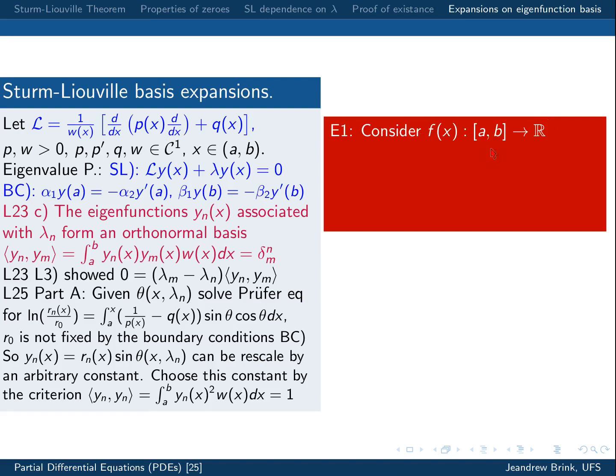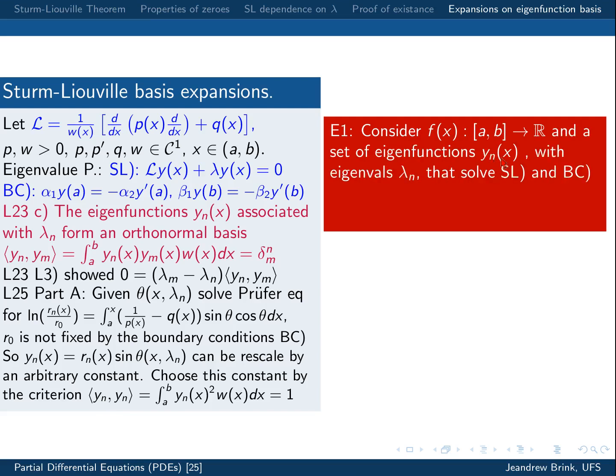Okay, so what we now want to do is go back and consider any function f on the little interval that we're considering, from a to b. So it's basically a map from a to b to R. And the set of eigenfunctions yn with eigenvalues lambda n that solve your Sturm-Liouville problem and the boundary conditions. We don't specify which Sturm-Liouville problem it solves. There are several sets of these functions, one of which is sine and cosine, but there are several others depending on the differential equation you're using. We just want one set.